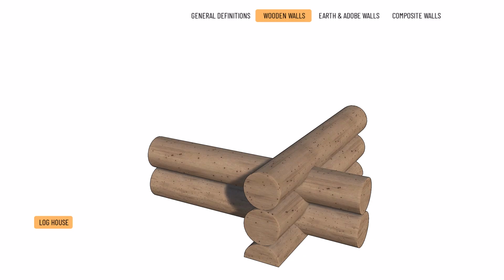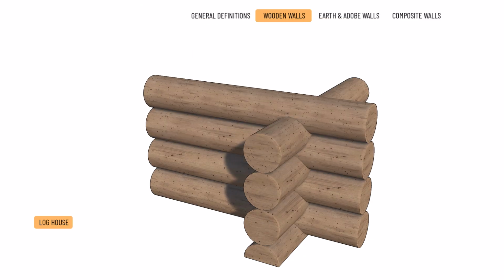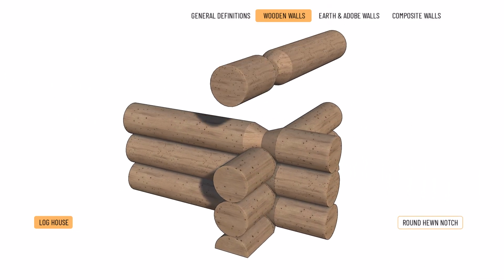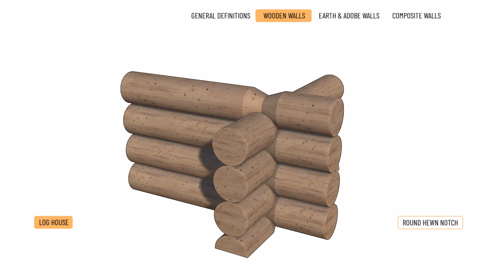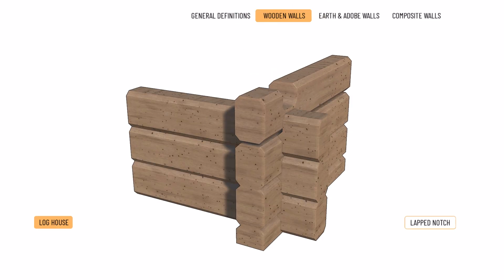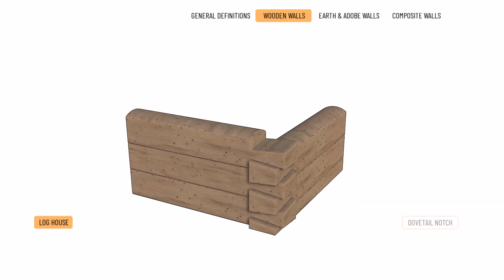At the corners, the connecting walls are built with half offsets, creating corner joints between the ends of the alternating beams above each other. For round beams, the most typical corner joints are round notch and round hewn notch joints. For rectangular cross-sections, the lapped notch and dovetail notch are the most common ones.